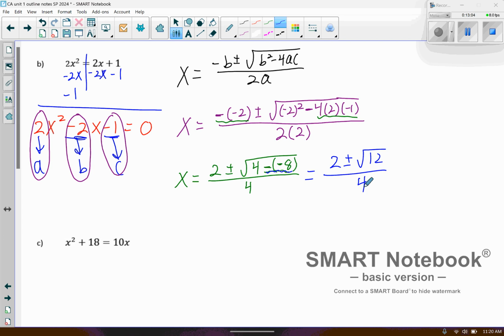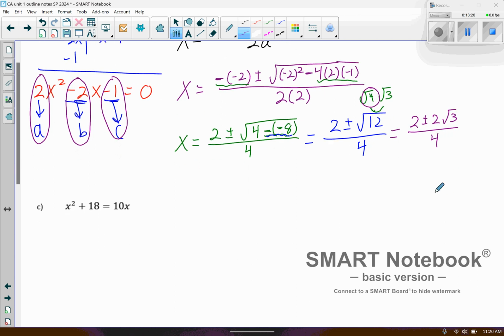All right, so now we'll go ahead and break that apart, and we're going to get square root of 4 times square root of 3. And once again, we can take the square root of the 4, so we're going to get 2 plus or minus 2 square roots of 3, all over 4.